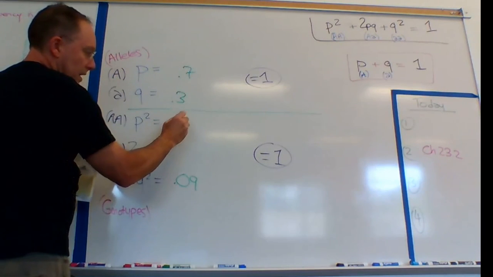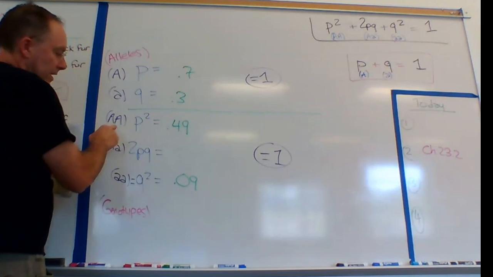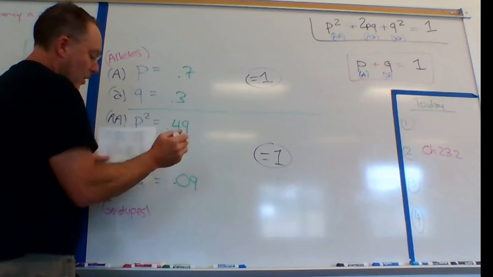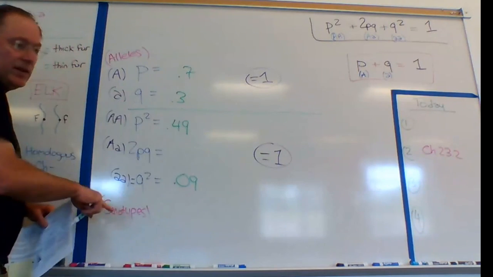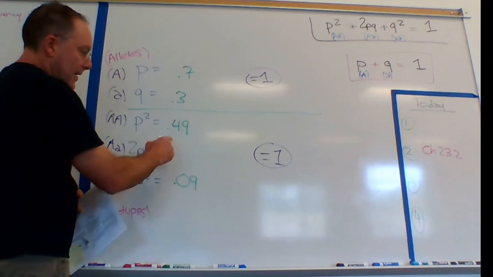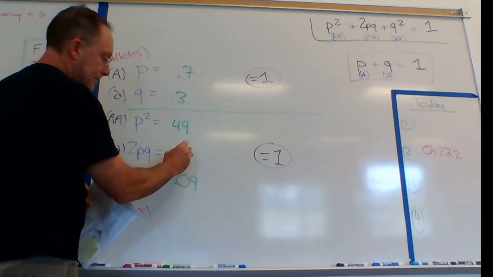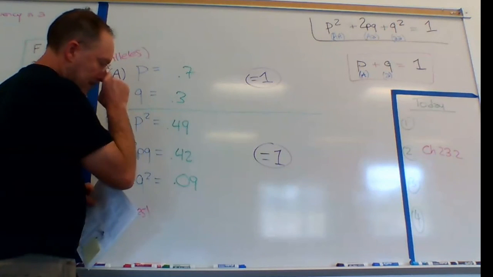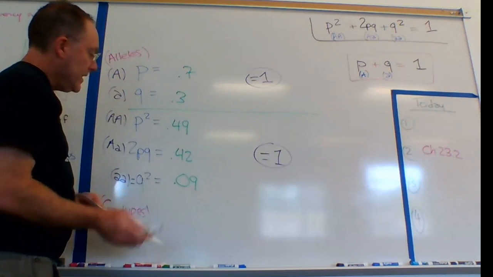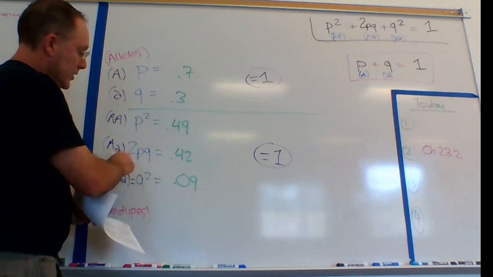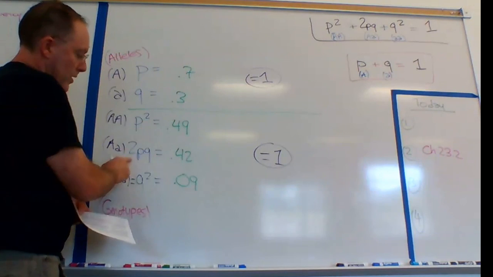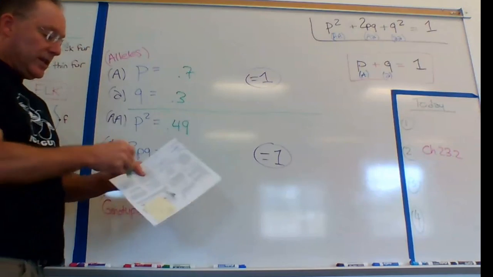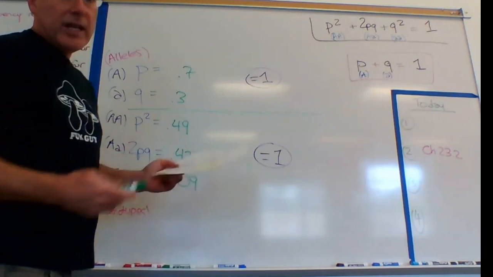I could square everything here. 49% of the individuals in this population are homozygous dominant, big A, or whatever letters they're given to you, but I'm just using A's. And then I can do 2 times P times Q, that's 0.21 times 2 gives me 0.42, or 42%. 42% of the individuals in this population have heterozygous genotype.